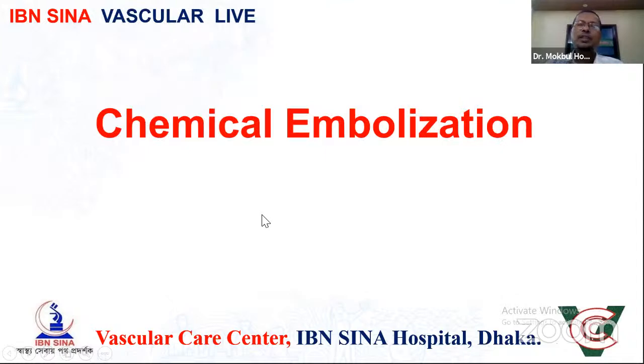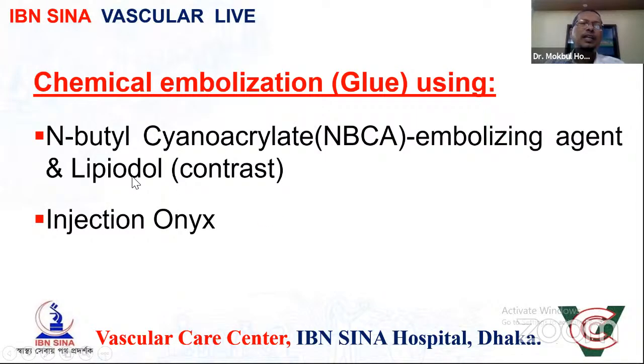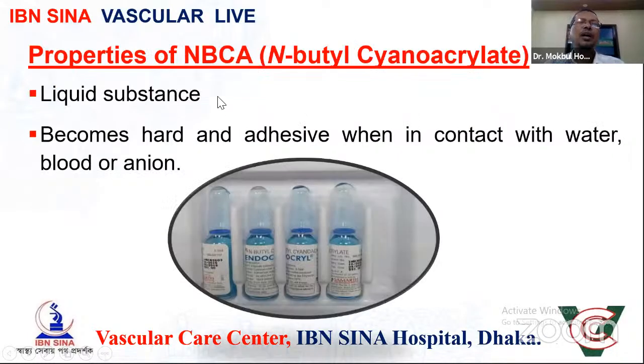Now the chemical embolization. Here the NBCA agent is used with lipiodol. Lipiodol is used as a contrast. Another option is injection Onyx. Onyx itself is a glue as well as a radiopaque chemical. Properties of NBCA: it is a liquid substance that becomes hard and adhesive when in contact with water, blood, or anions. The trade name is Endocryl.